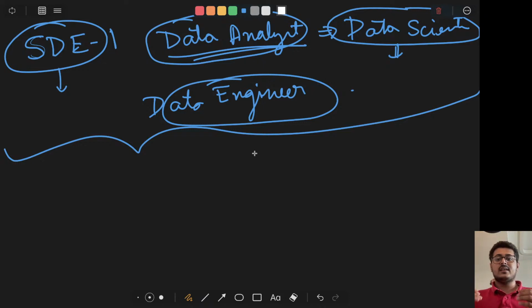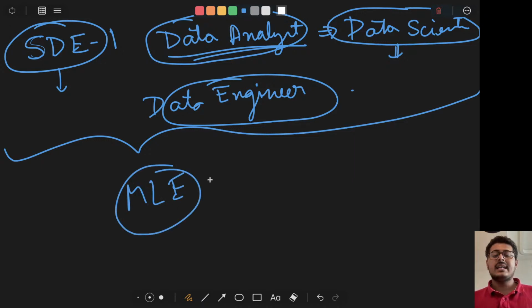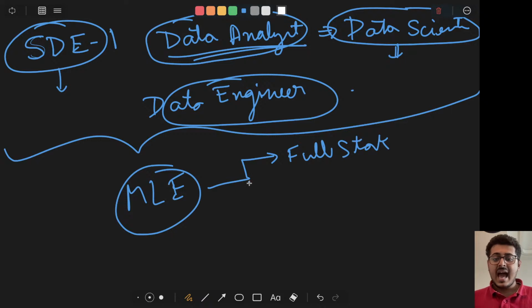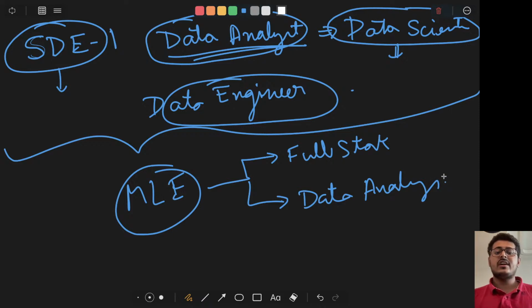Okay, the next position, that is only offered to an experienced person itself, this position will never be offered to a fresher, is the machine learning engineer. An MLE or a machine learning engineer is basically a person who knows full stack web development as well as data analysis. A machine learning engineer has to have experience in both full stack as well as data analysis. Only then he is getting the chance to become a machine learning engineer.